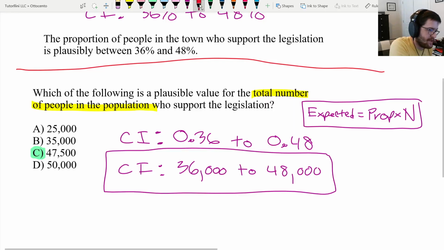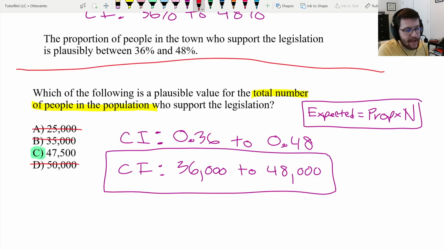25,000 is way too small. 50,000 is too big. And 35,000 is just a little bit too small. Technically, if we had 36,000 and 48,000 as answer choices, those would be excluded because we don't include the endpoints. However, you're never going to see that on the SAT. They're always going to make it obvious. There's always going to be one that's literally in between those two numbers, and that is the only one that can be the right answer.